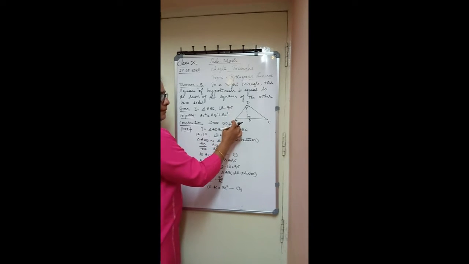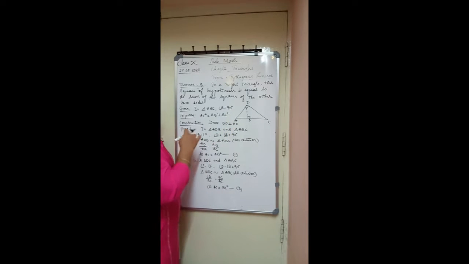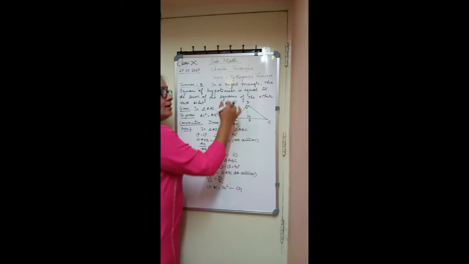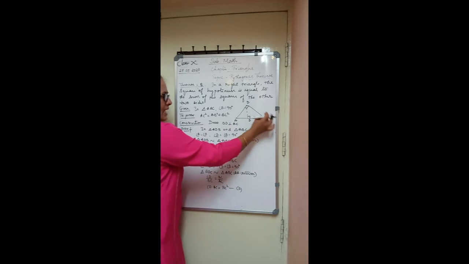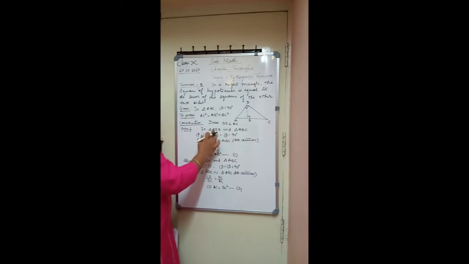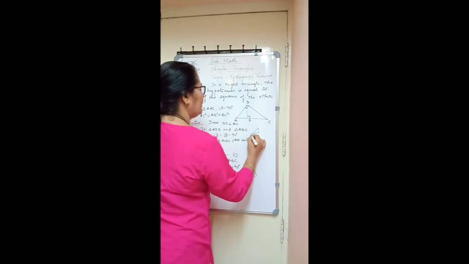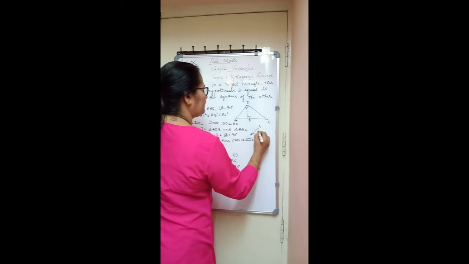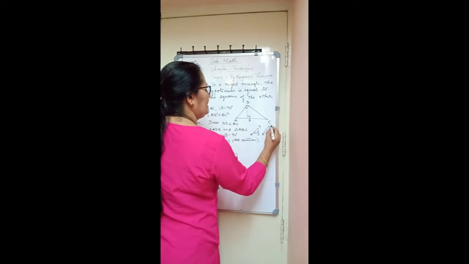If you draw BD perpendicular to AC, you will get two right triangles again. So compare these right triangles with the given triangle ABC. Now take the triangles ADB and ABC. See here, triangle ADB and triangle ABC.